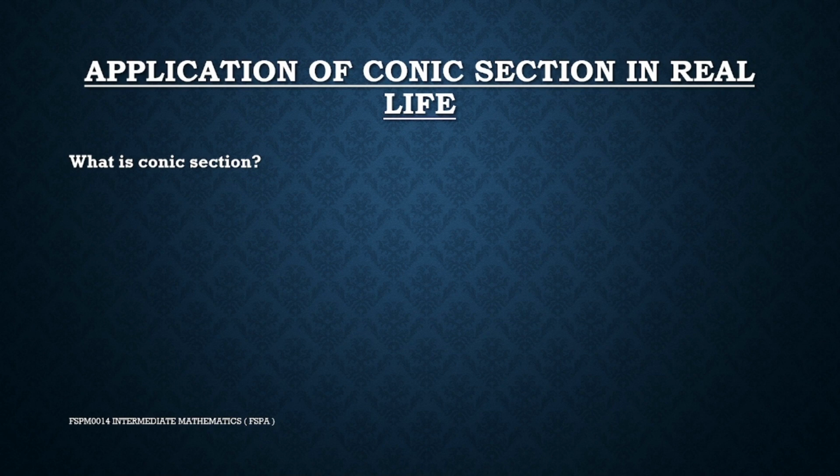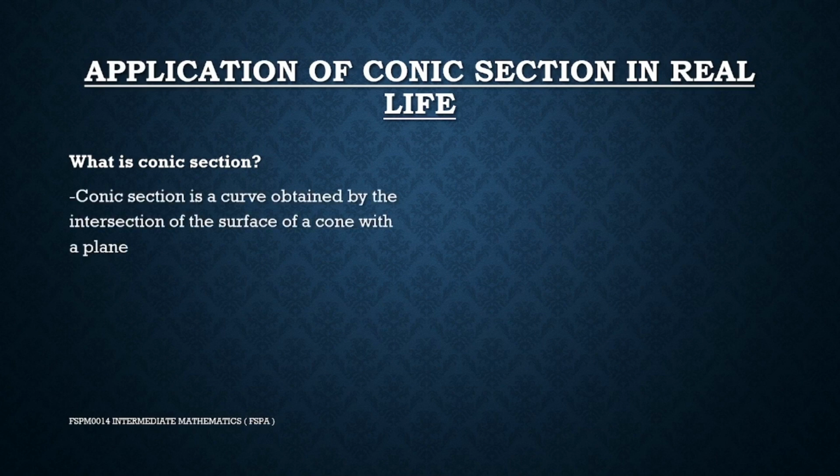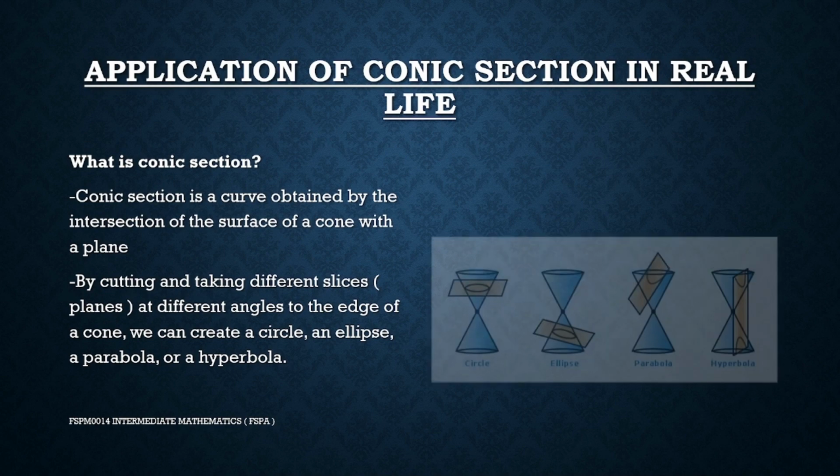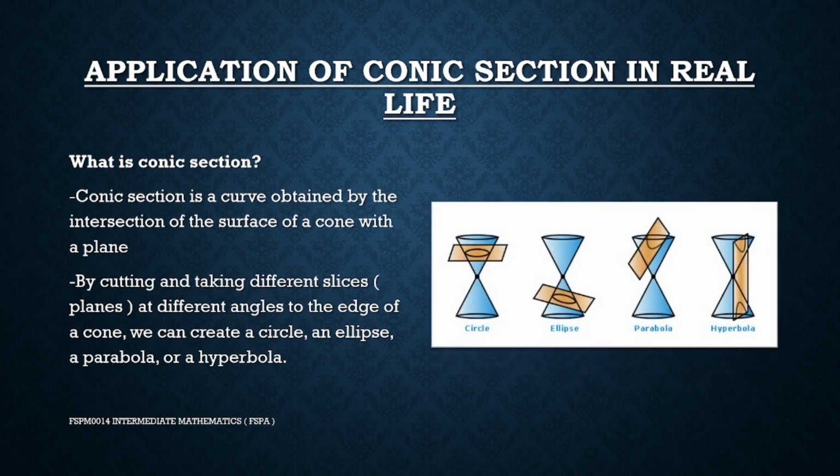First of all, we should know what is conic section. Conic section is a curve obtained by the intersection of the surface of a cone with a plane. By cutting and taking different slices at different angles to the edge of a cone, we can create a circle, an ellipse, a parabola, or a hyperbola. Here is the image of circle, ellipse, parabola, and hyperbola.